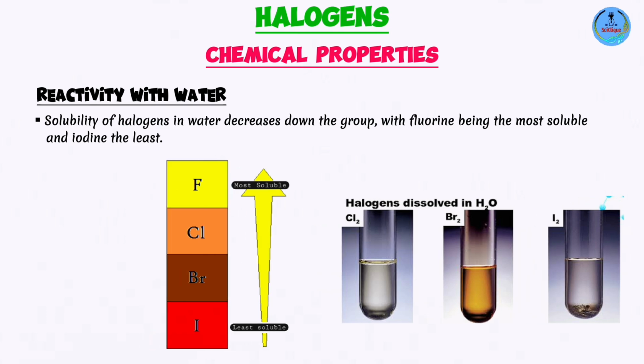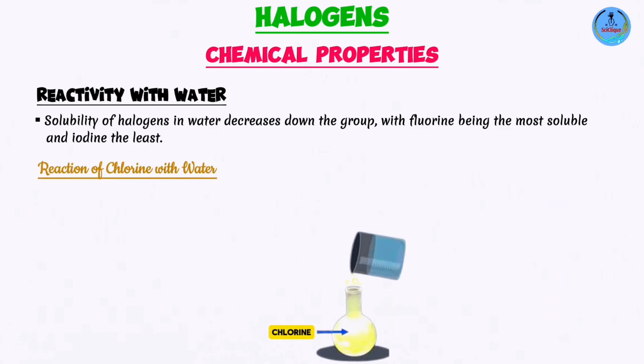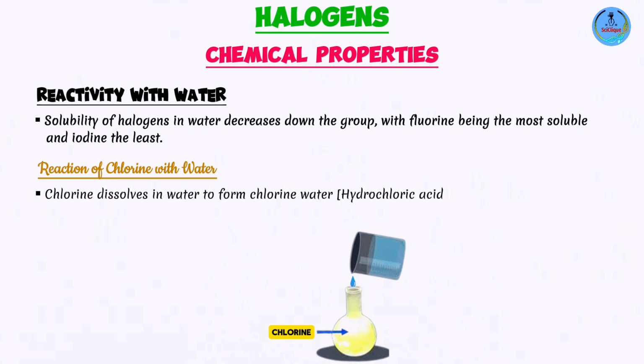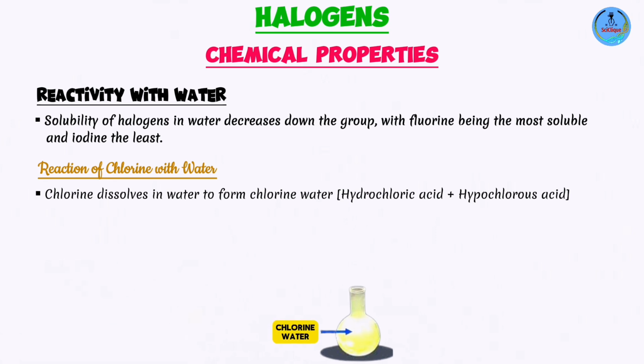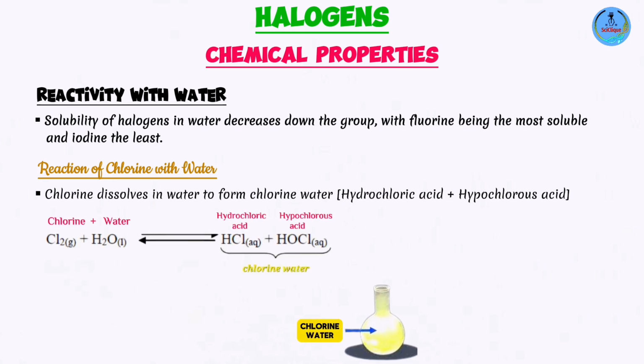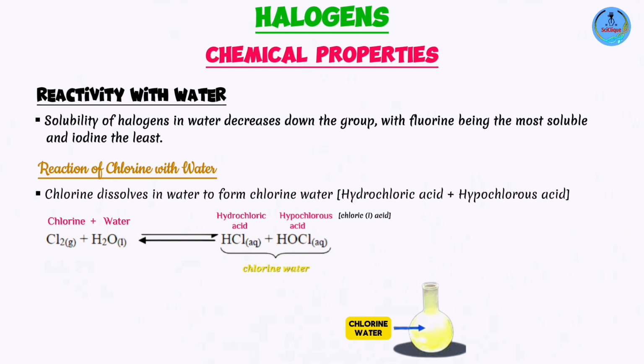If you were to take chlorine gas and dissolve it in water, it's going to form a yellow solution. This is known as chlorine water. Chlorine water is a mixture of two different acids. We are going to have hydrochloric acid and hypochlorous acid inside. Hypochlorous acid is also known as chloric 1 acid. As stated before, chlorine water is yellow in color. It's a pale yellow color actually.